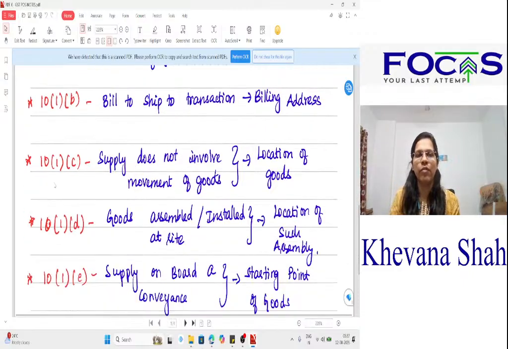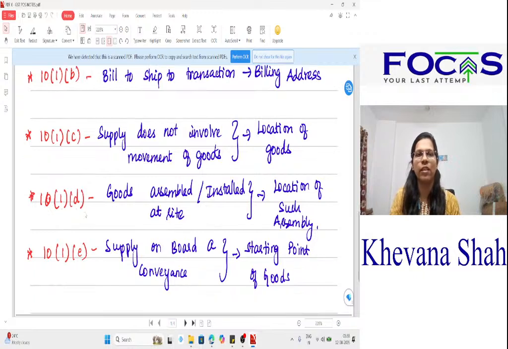The next we have 10(1)(c). Supply does not involve movement of goods. So whenever there is a supply in which the movement of goods is not involved, then in that case it is the location of the goods. Okay, wherever your goods are located, that place will be considered as your place of supply for the goods that do not involve movement of goods.